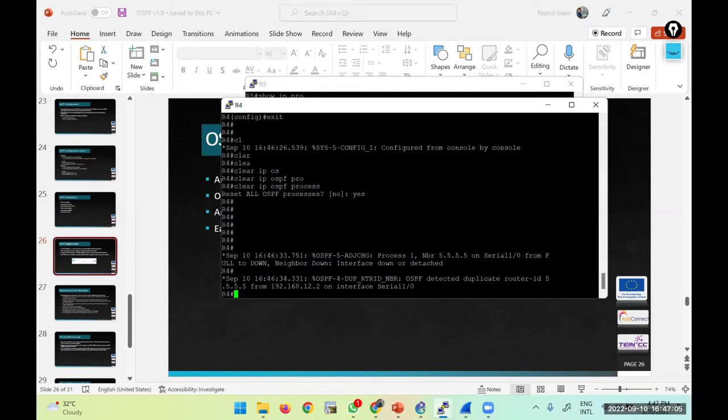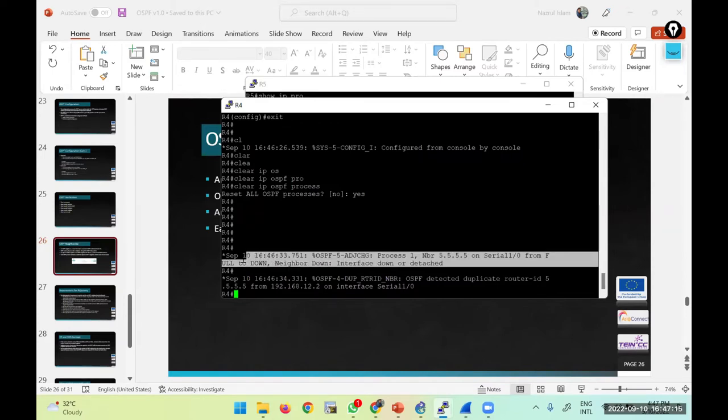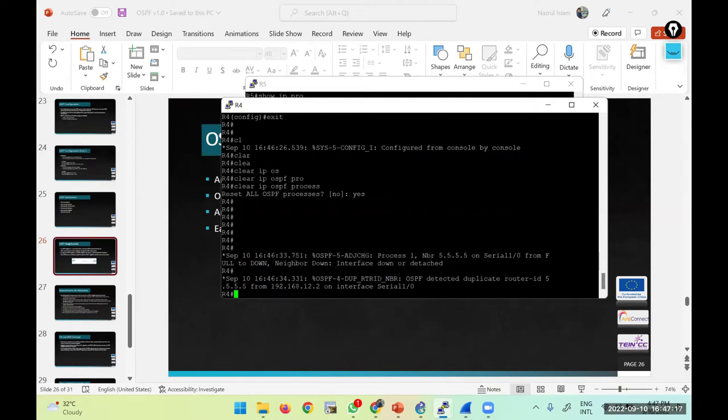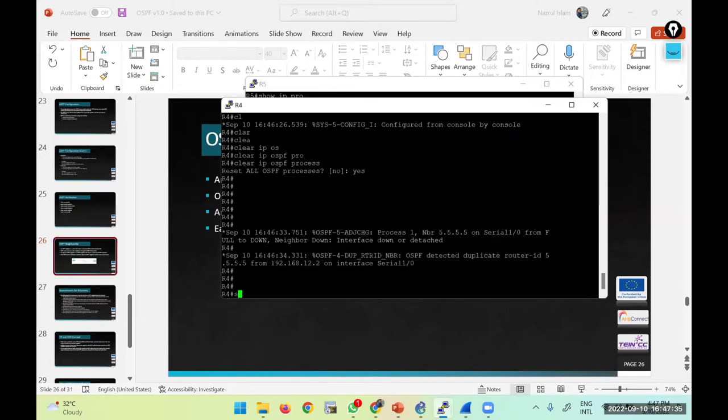See, when we change the router ID, we configure the same router ID on two routers. First the adjacency goes down because the process is cleared. After that, we get a duplicate router ID message. That means OSPF has detected duplicate router ID 5.5.5.5 from 192.168.12.2 on the interface. That means the neighbor adjacency will not establish. So if we check the neighborship, show ip ospf neighbor.